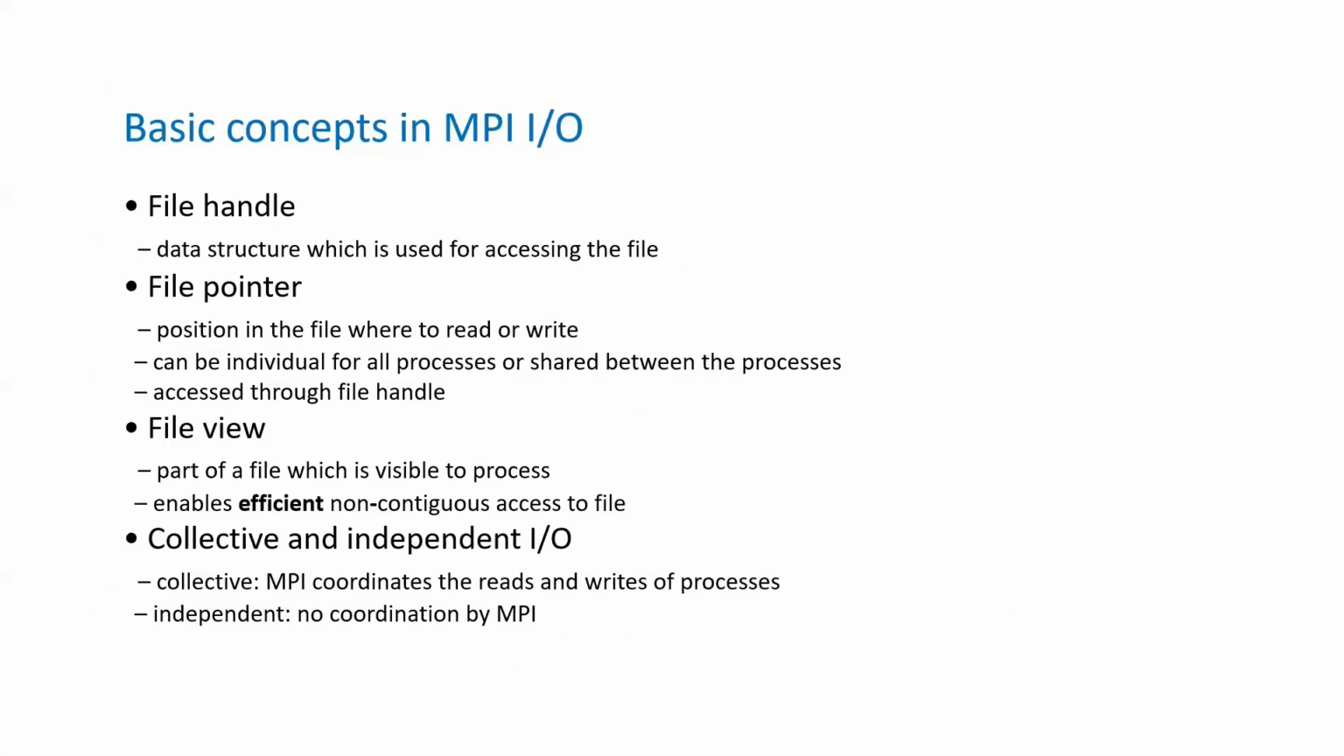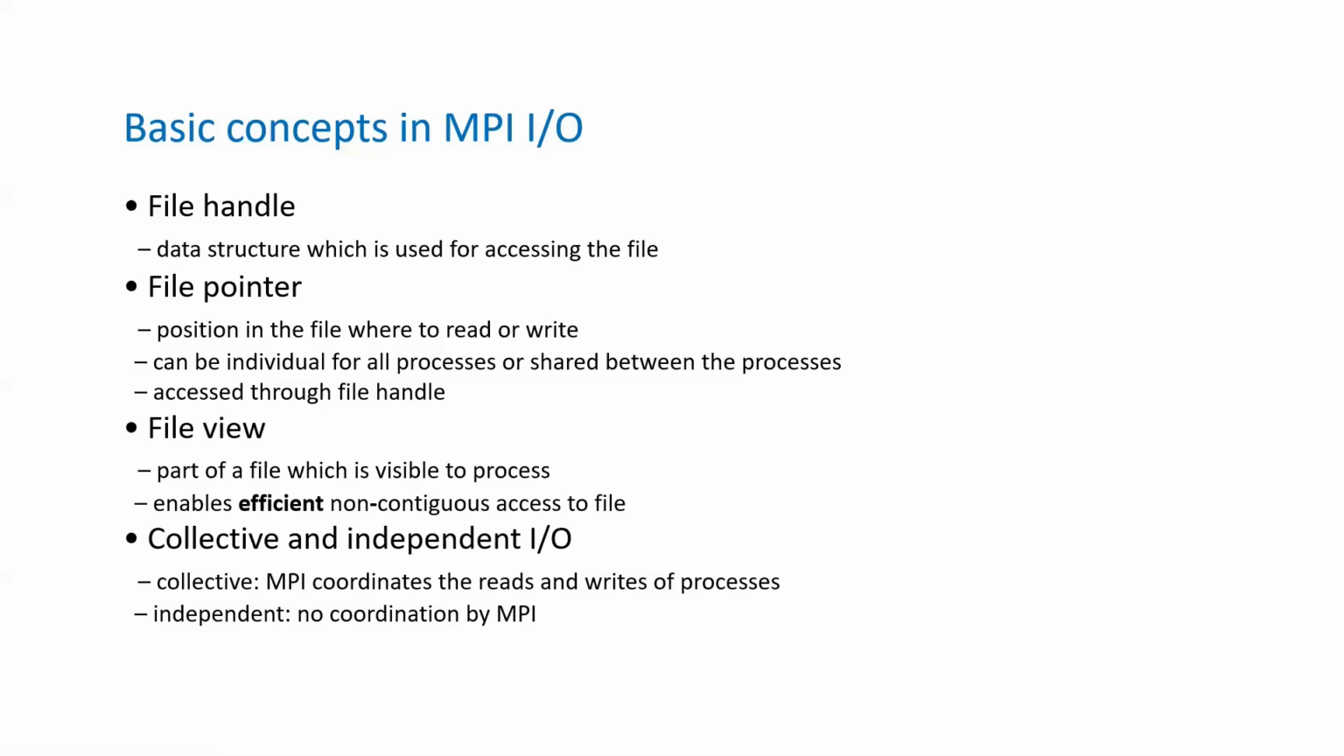When we learn or study MPI-IO, some basic concepts are quite important and will help us understand, particularly when we bring up the MPI-IO API syntax. The first thing is the file handle. The file handle is a data structure which is used for accessing the file. Another is called the file pointer. The pointer is a position in a file where to read or to write.